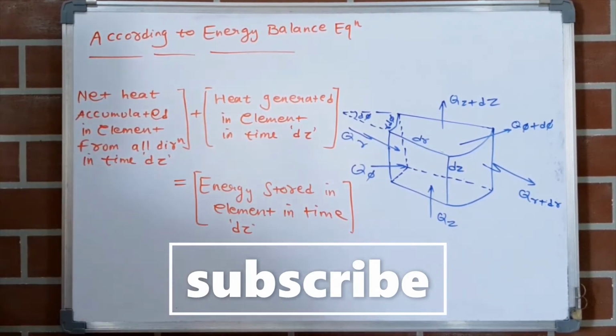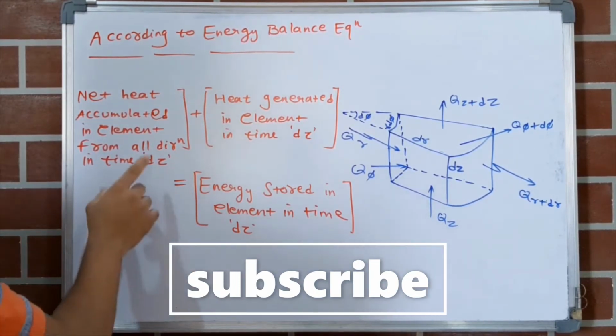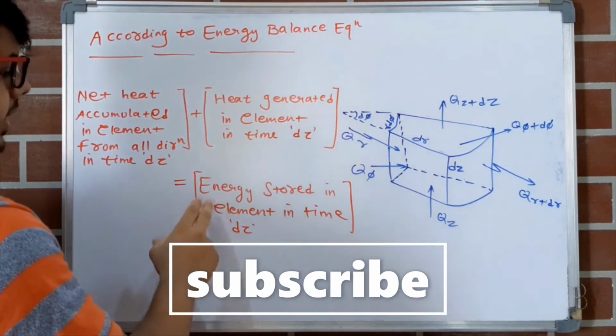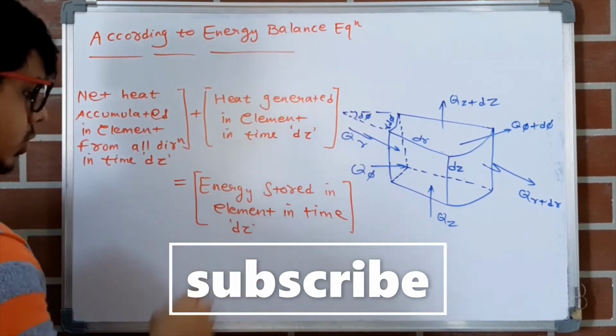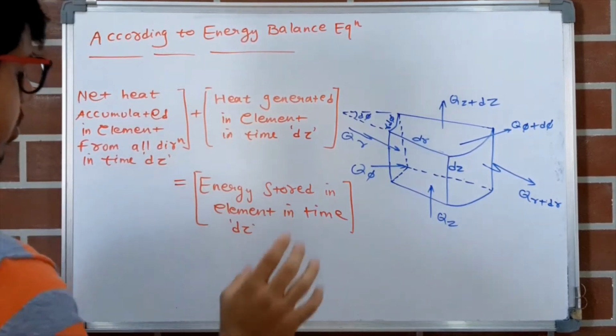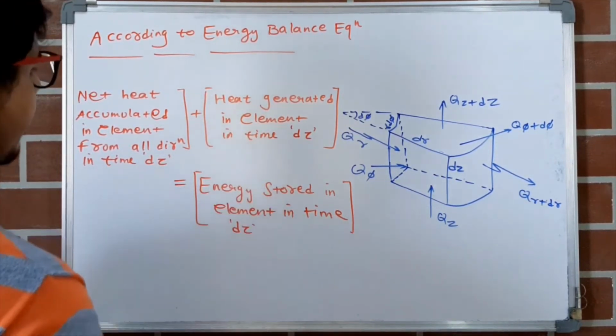So don't get confused. You can also write here net heat input in all directions in time interval d tau. The heat generated in the element is the same, and it is equal to the energy stored in the element in time interval d tau. So this is the same as the change in internal energy in time d tau. So don't get confused. You can also write here change in internal energy in time d tau.